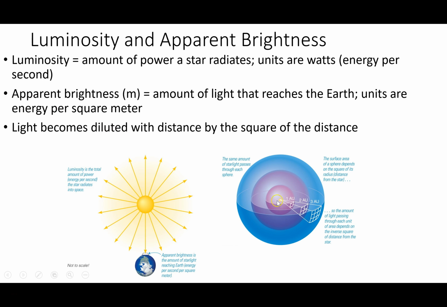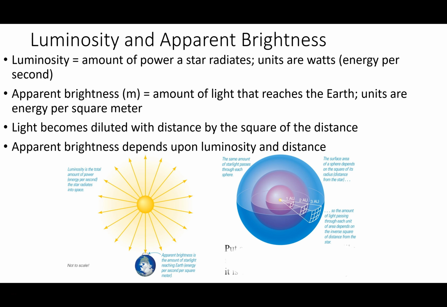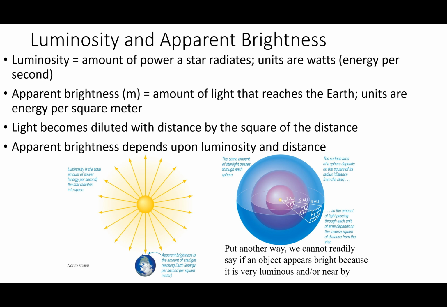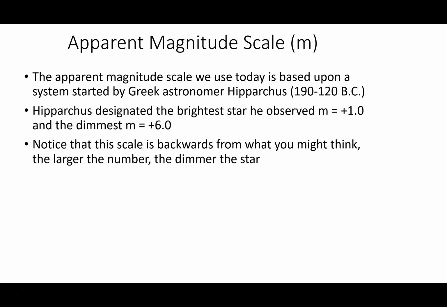Because one of the things about it, this is kind of showing you the dilution of light as it goes. And the dilution of light is by what we call the square of the distance of the object from that source. So yep, apparent brightness, how bright something appears, lowercase m, depends upon how much energy the star or whatever is pumping out versus the distance it is from us.